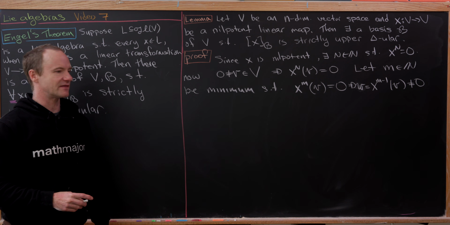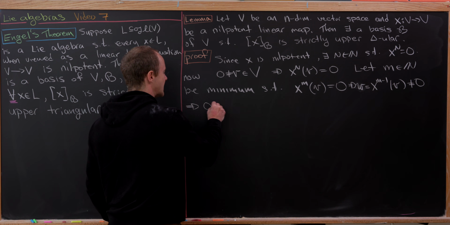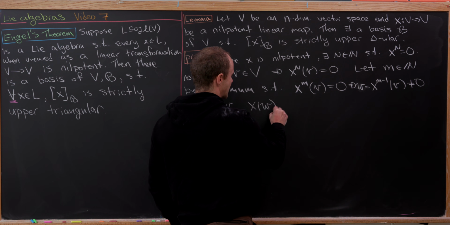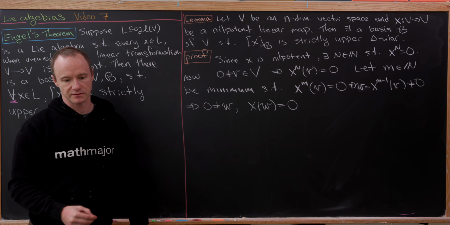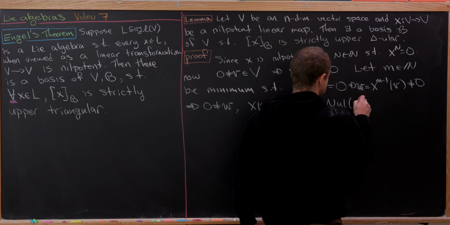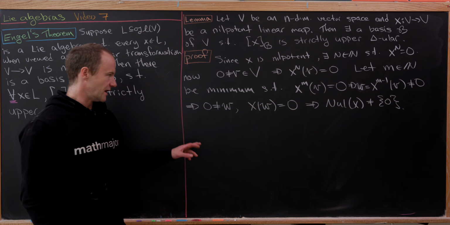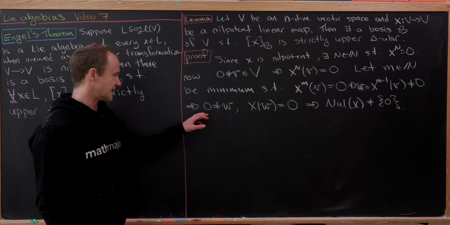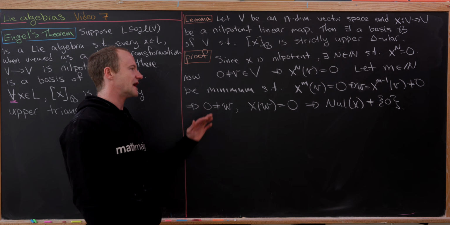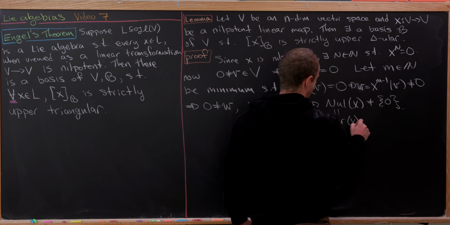And I'm going to assign that the letter W. But notice, if we assign that the letter W, we have W is not equal to 0, but x evaluated at W is equal to 0. But what does that mean? Well, that means that the null space of x is not equal to just the 0 vector. Why? Because W is within the null space and W is not the 0 vector. So in other words, we found a non-zero vector inside of the null space of x. In other words, inside of the kernel of x.